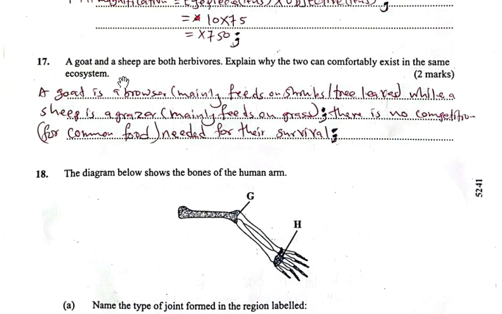A goat and a sheep are both herbivores. Explain why the two can comfortably exist in the same ecosystem. A goat is a browser, and a browser means it feeds on shrubs and tree leaves mainly, while a sheep is a grazer, it mainly feeds on grass. Therefore, there is no competition for common food needed for their survival.